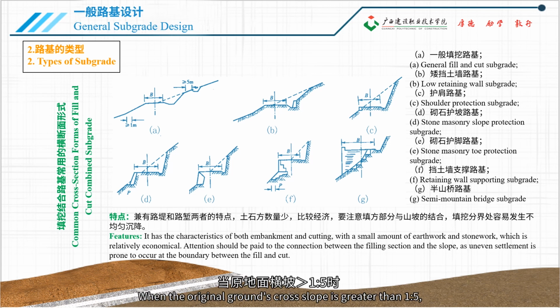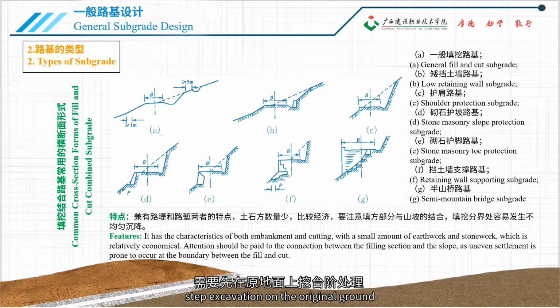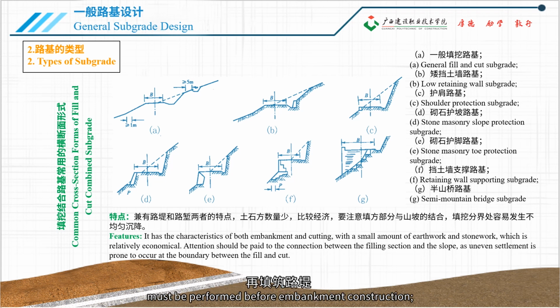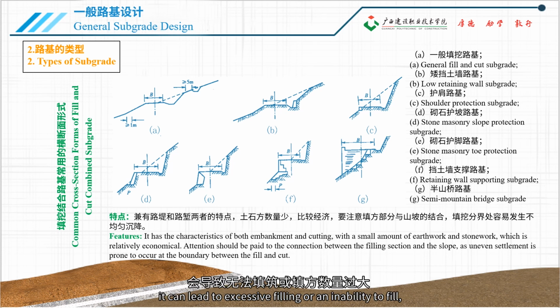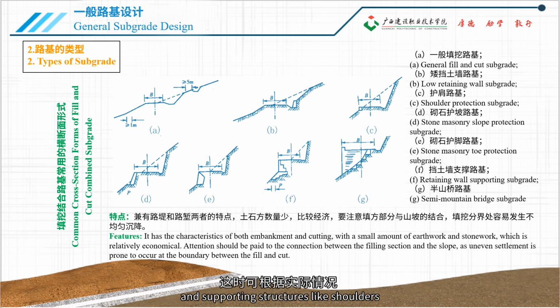When the original ground's cross slope is greater than 1 to 5, to increase the stability of the fill portion, step excavation on the original ground must be performed before embankment construction. When the cross slope is greater than 1 to 2, it can lead to excessive filling or an inability to fill, and supporting structures like shoulders and retaining walls may be constructed accordingly to form various half-fill, half-excavation subgrades.